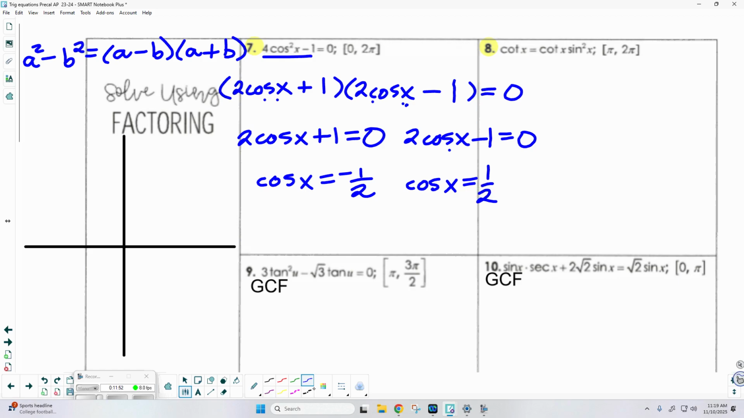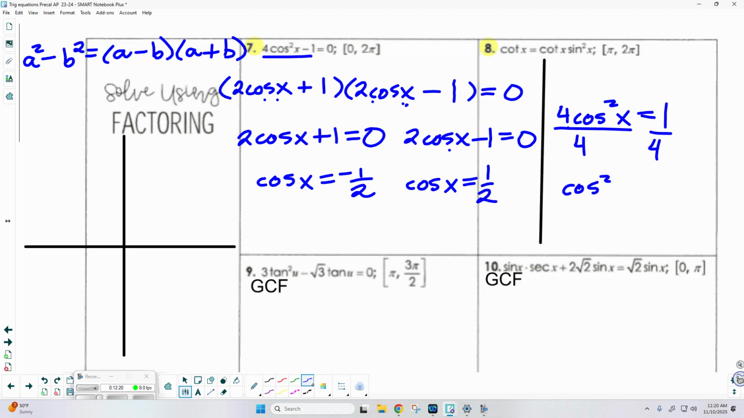Now, the only one on this page that's actually kind of unique is number 7. If you didn't recognize this equation as a difference of squares, you still could have just isolated the trig function. Let me show you what I mean. You separate these right here. So say I add 1: 4 cosine squared of x is equal to 1. Then I divide through by 4: cosine squared of x is equal to 1/4. What would I do now?